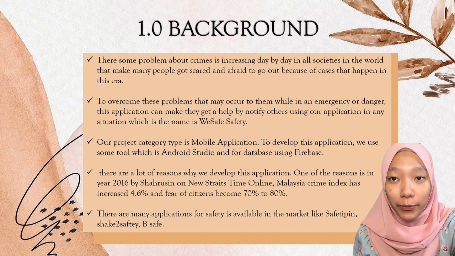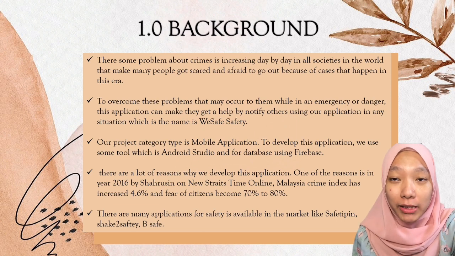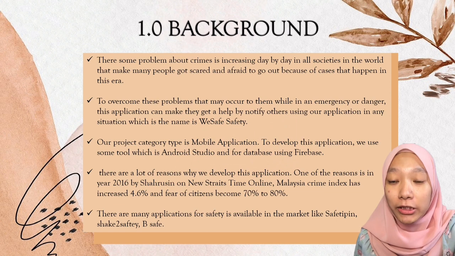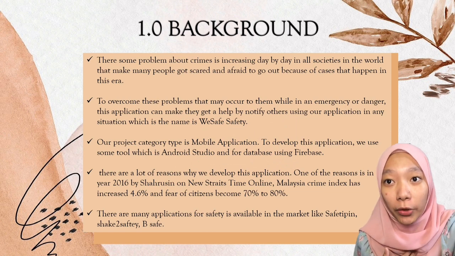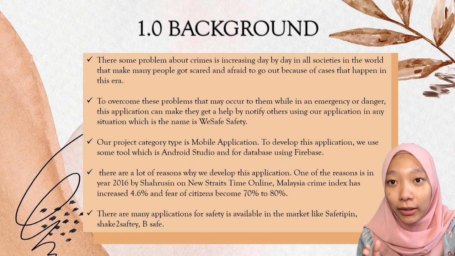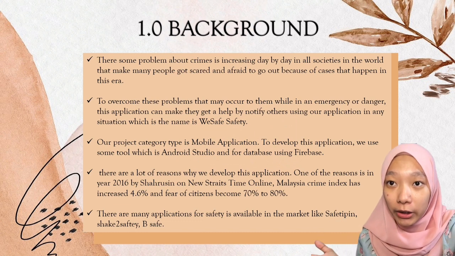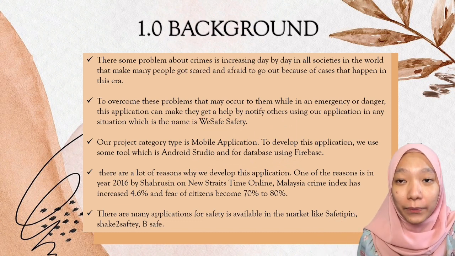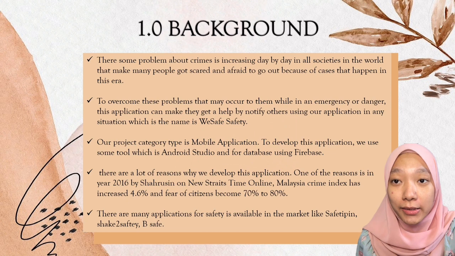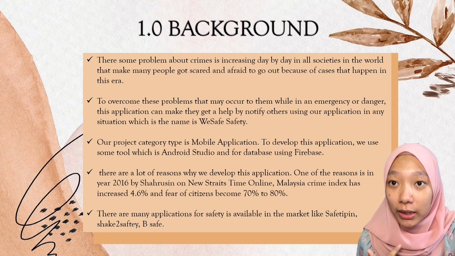For your information, our application has some features to help them get help. The first example is that they can ring an alarm that we provide in our application, so it can notify people nearby to get help. The second example is that they can send a message or make a call just using their contact list that we provide in our application.